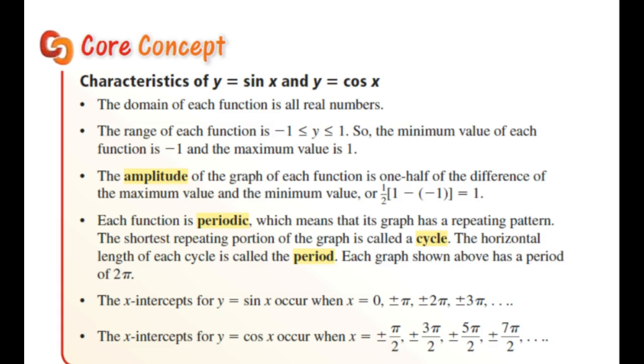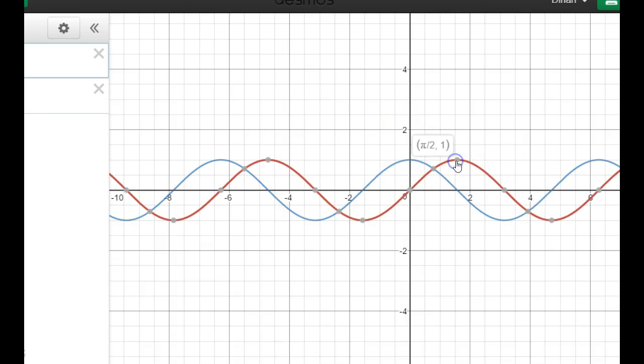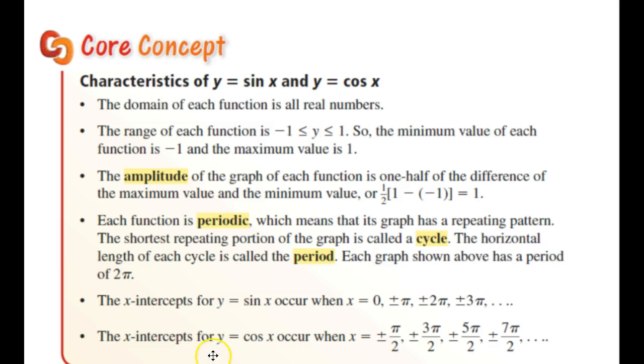So let's look at some of our characteristics. So the first characteristic is my domain of each function is all real numbers because that wave continues on in both directions forever. So the range of my functions is between -1 and 1, right, as we can see here. So here's the maximum value at 1, and it's the same for my sine function as well. My maximum is at 1. So my minimum functions are going to be at -1 for both my sine and my cosine. So my range would go anywhere between -1 and +1.